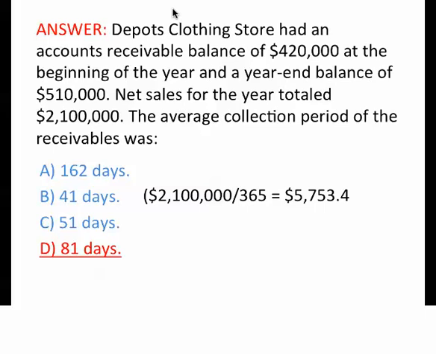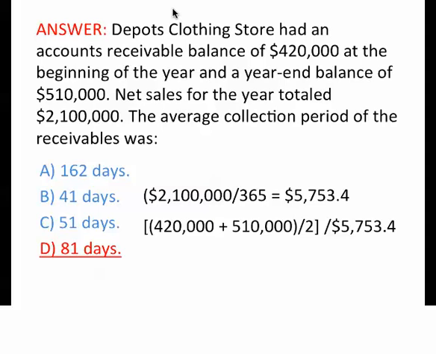Okay, then the next step after you have your average daily sales is to get your average accounts receivable. So that's where we're taking 420,000 beginning, adding the year-end balance of 510,000, dividing by 2, dividing by that daily sales. So we end up with 81 days.